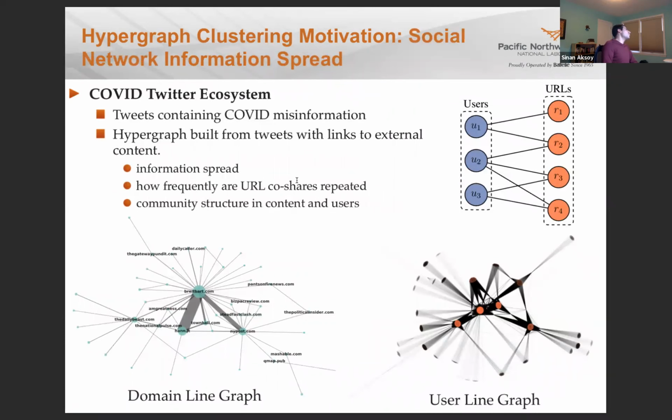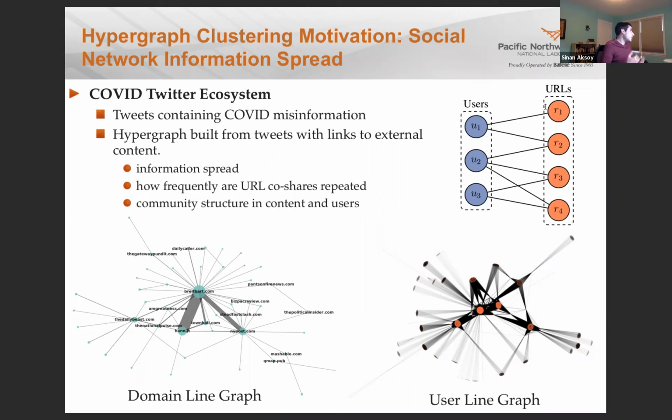And then one last motivation I want to mention, which is quite recent, is using hypergraph clustering to study social network information spread. One particular data set that we're currently working with is taken from Twitter and looks at tweets that contain misinformation pertaining to COVID, things like COVID is caused by 5G, or a number of different categories of misinformation. Some of these tweets have links to external content. So one can build a hypergraph from these tweets by thinking of users as vertices, and when they link to external URLs, you can think of those as hyperedges, or of course, vice versa.